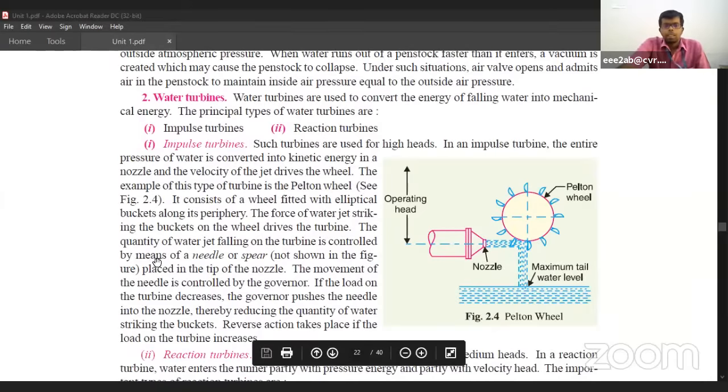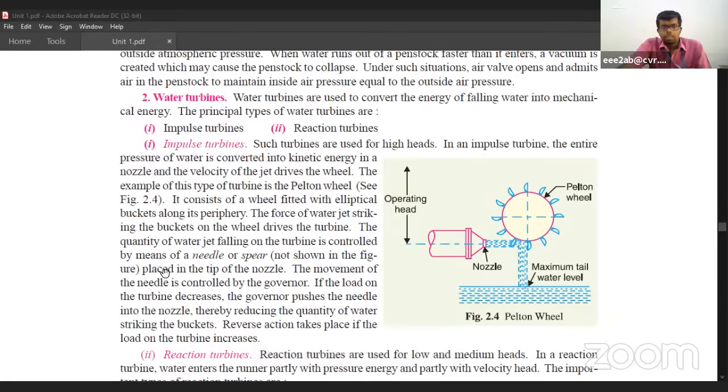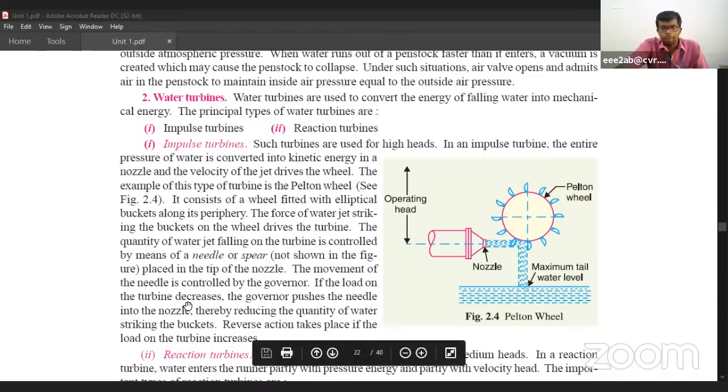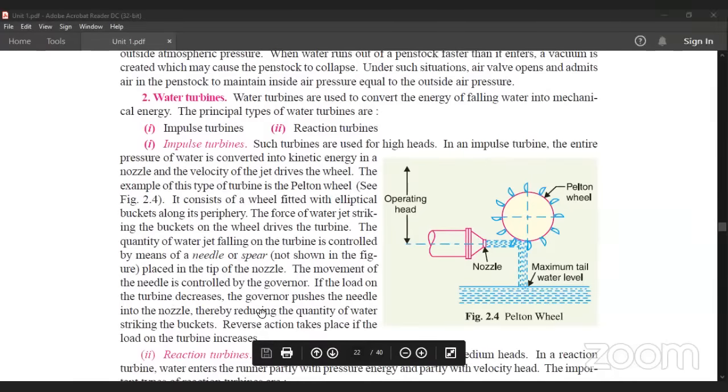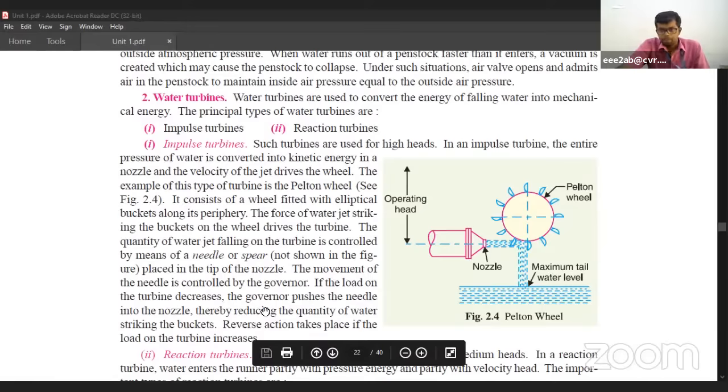After this class, I will try to show some videos in which you can find this clearly. The needle spear is placed in the tip of the nozzle. The movement of the needle is controlled by the governor. If the load on the turbine decreases, the governor pushes the needle into the nozzle, thereby reducing the quantity of water striking the buckets. But this scenario will not happen.